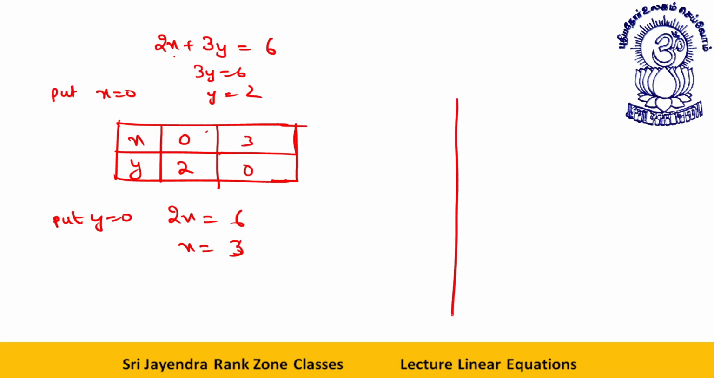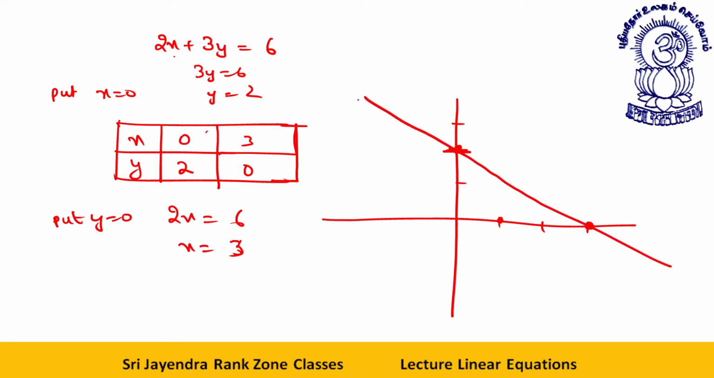If you draw it in a two-dimensional plane, 1, 2, 3 on each axis. Put x is equal to 0, you get y is equal to 2, so x 0, y 2. Okay, this is the point. You put y is equal to 0, you get x is equal to 3. So if you join these two points, this becomes a line.